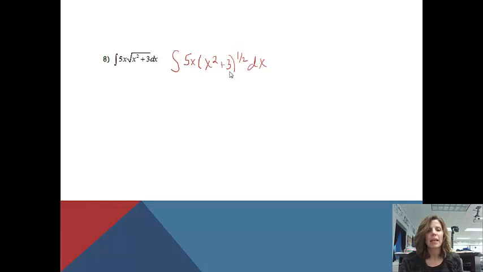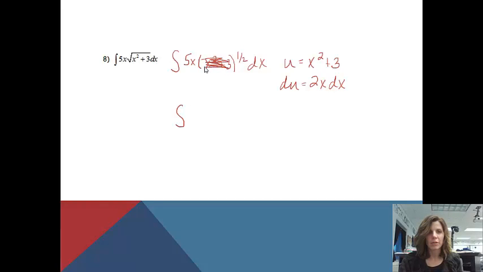Okay, now this is a form that we're familiar with. We're going to take what's inside of the parentheses and let that be our u. So we'll get u equals x squared plus 3. Then if I take the derivative, the derivative of x squared would be 2x. The derivative of 3 is nothing, and then we will put dx with it. And now let's just start substituting things in.